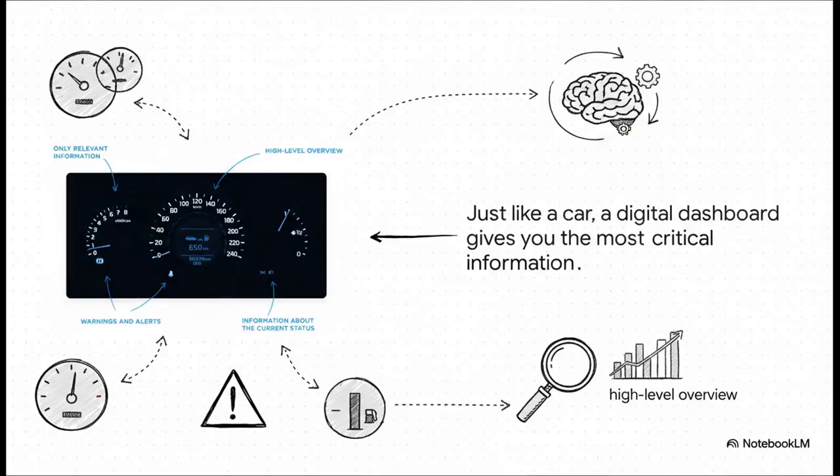Think about it. A car's dashboard is just brilliant at this. It doesn't overwhelm you with complex engine schematics. Nope, it gives you that perfect high-level overview. It only shows you the most relevant info, like your speed and how much gas you've got left, and crucially, it gives you immediate warnings if something needs your attention. It's all about making quick, smart decisions right in the moment.